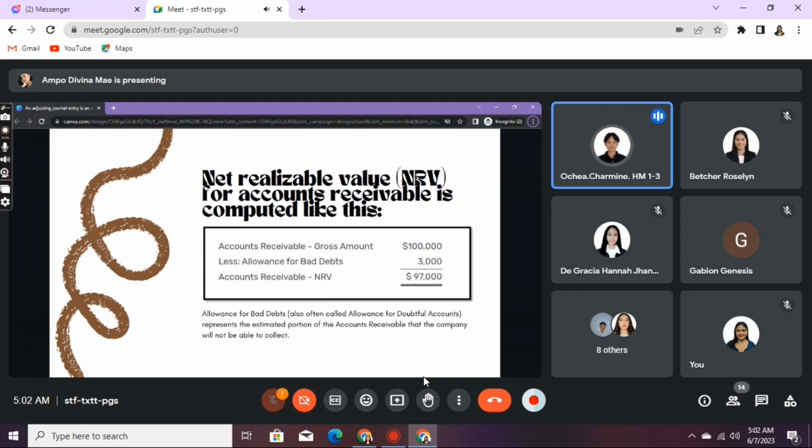So allowance for bad debts, also known as allowance for doubtful accounts, represents the estimated portion of the accounts receivable that the company will not be able to collect. So yeah.